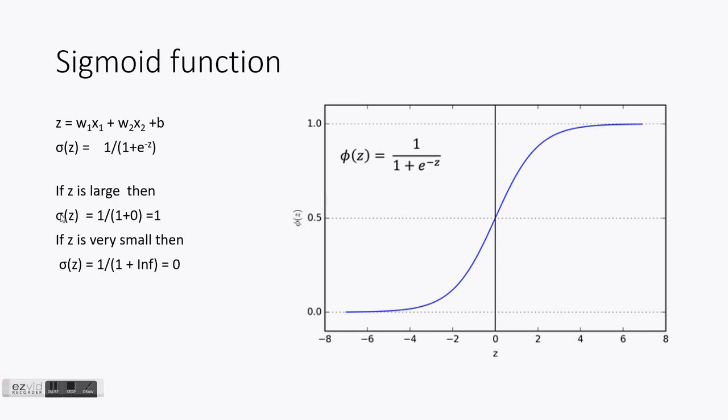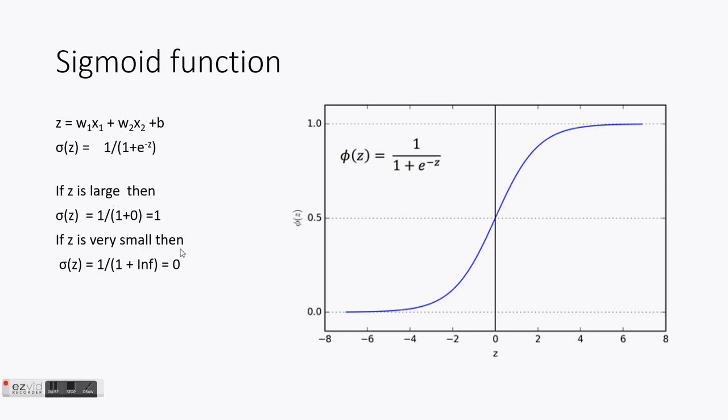So let us see how this works. If z is large, then the sigmoid function, which is 1 divided by 1 plus e power minus z, will be 1 by 1 plus e power of minus of a large number, which will be close to 0. So it will become 1 over 1 plus 0, which is 1.